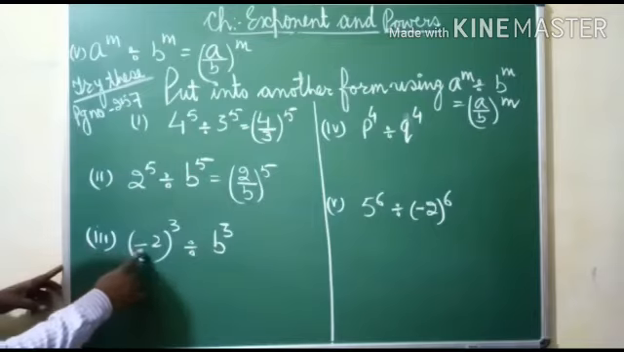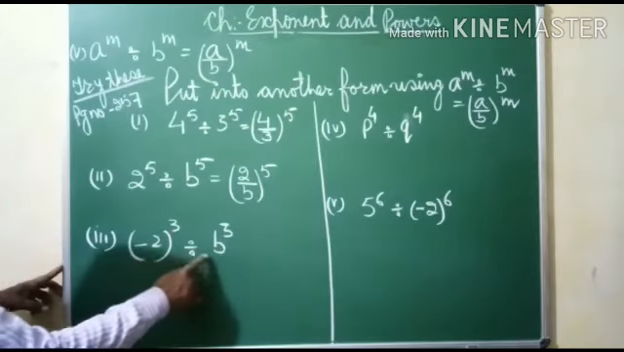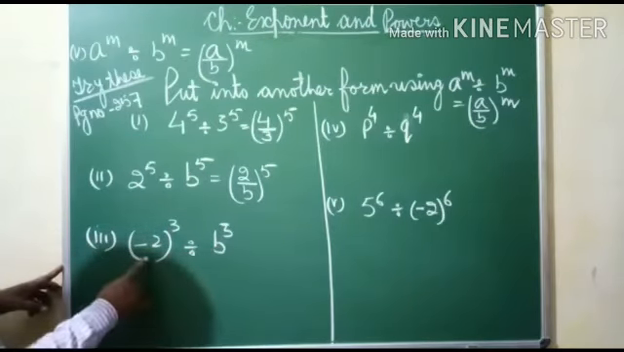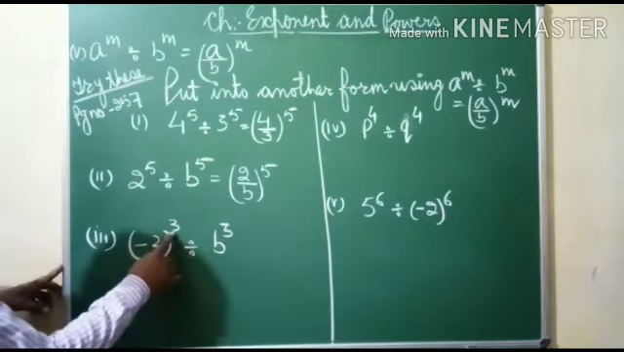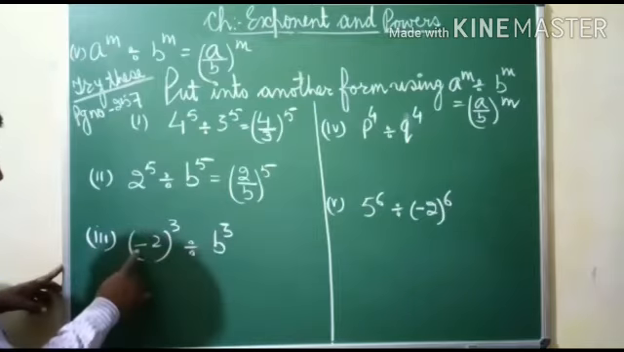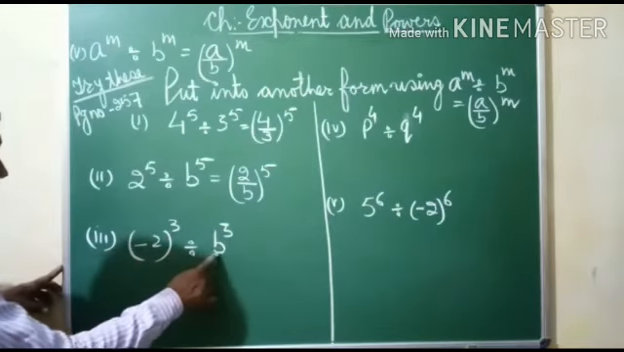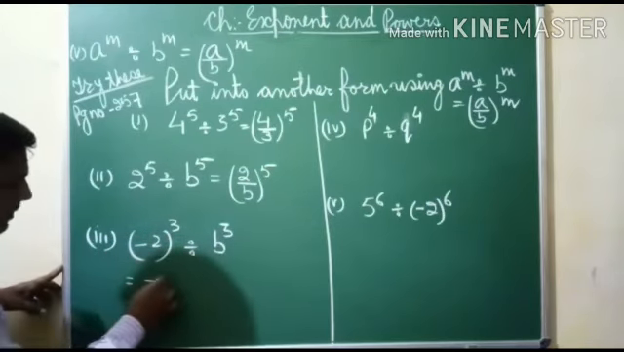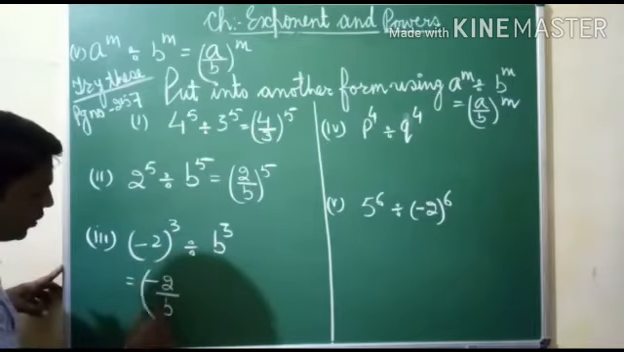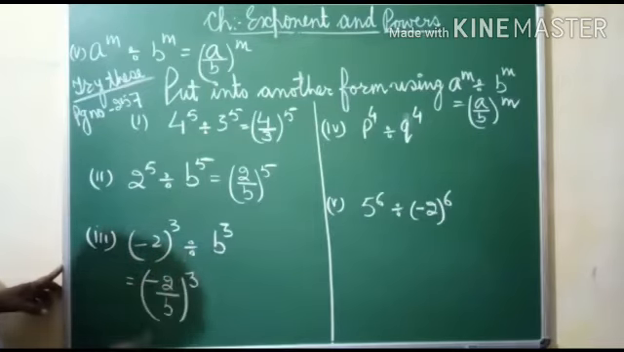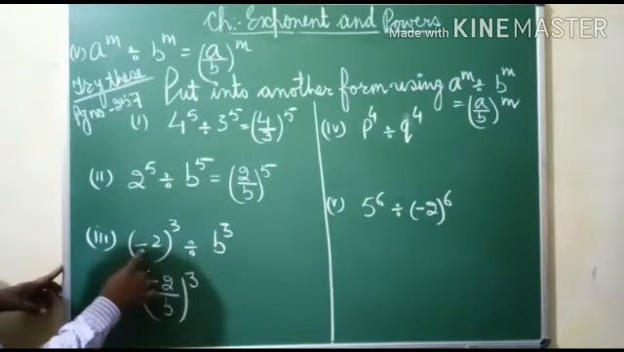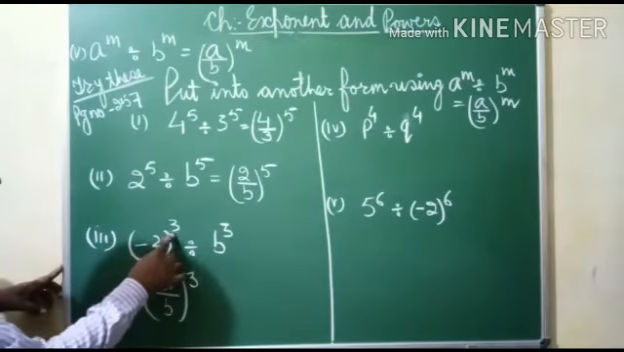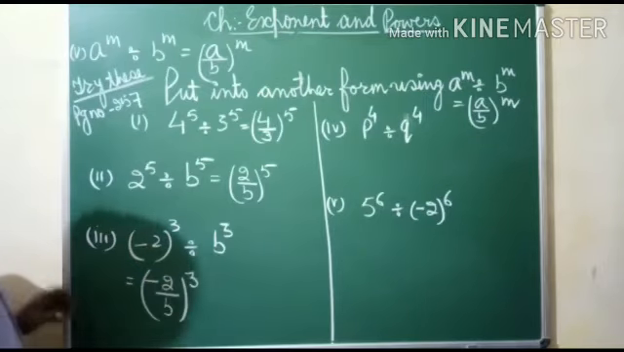Next, third part, minus 2 raised to 3 divided by b raised to 3. Again in this part we can see that minus 2 raised to 3 and b raised to 3 have the same exponent 3. Therefore minus 2 raised to 3 divided by b raised to 3 can be written as minus 2 over b whole raised to 3. Therefore minus 2 over b whole raised to 3 is the required other form of minus 2 raised to 3 divided by b raised to 3.